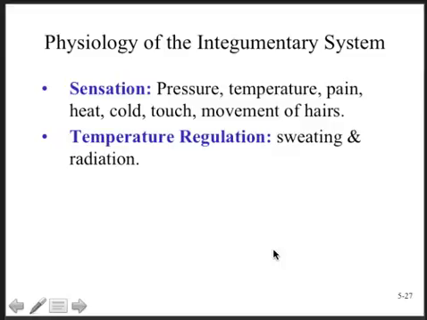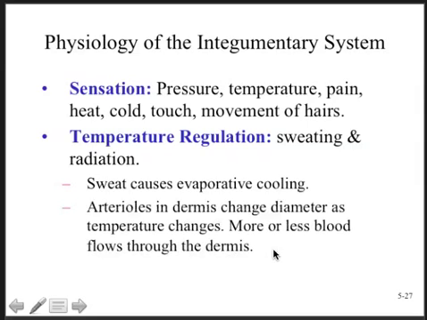And of course, when we're cold, the blood is routed away from the integument and towards the vital organs in an effort to keep you alive. And that's what produces the white to cyanotic hue that we associate with being very, very cold. The sweat, of course, causes evaporative cooling.